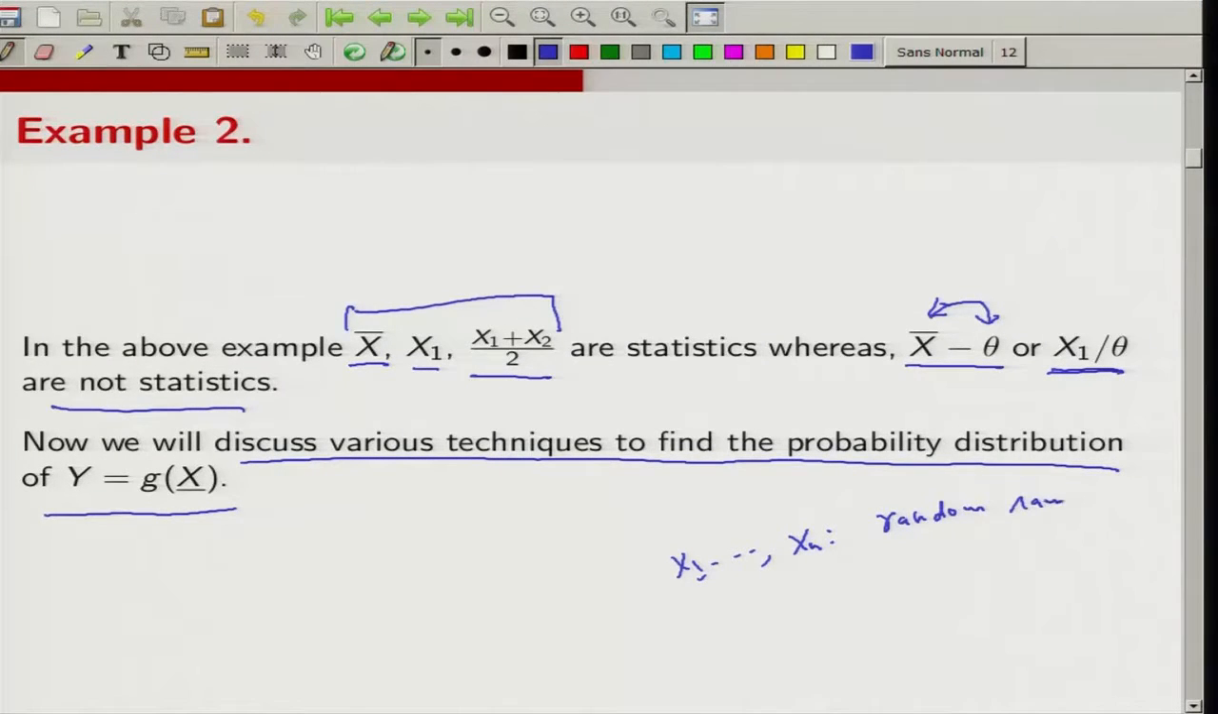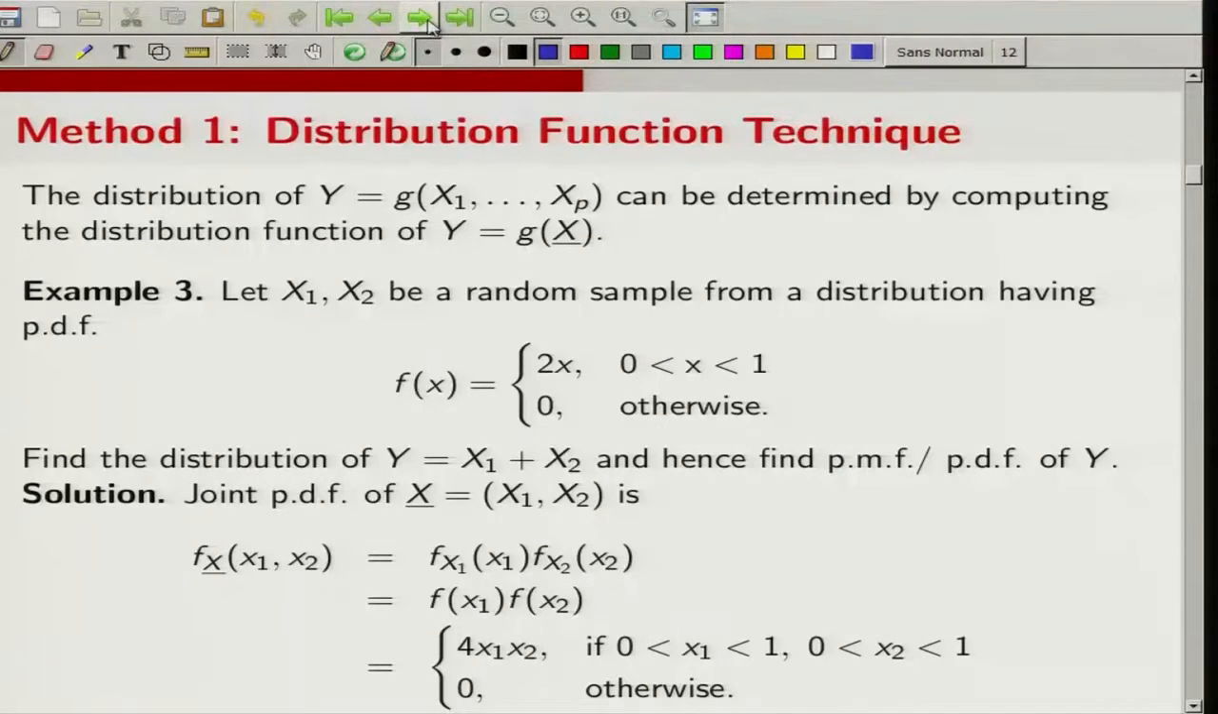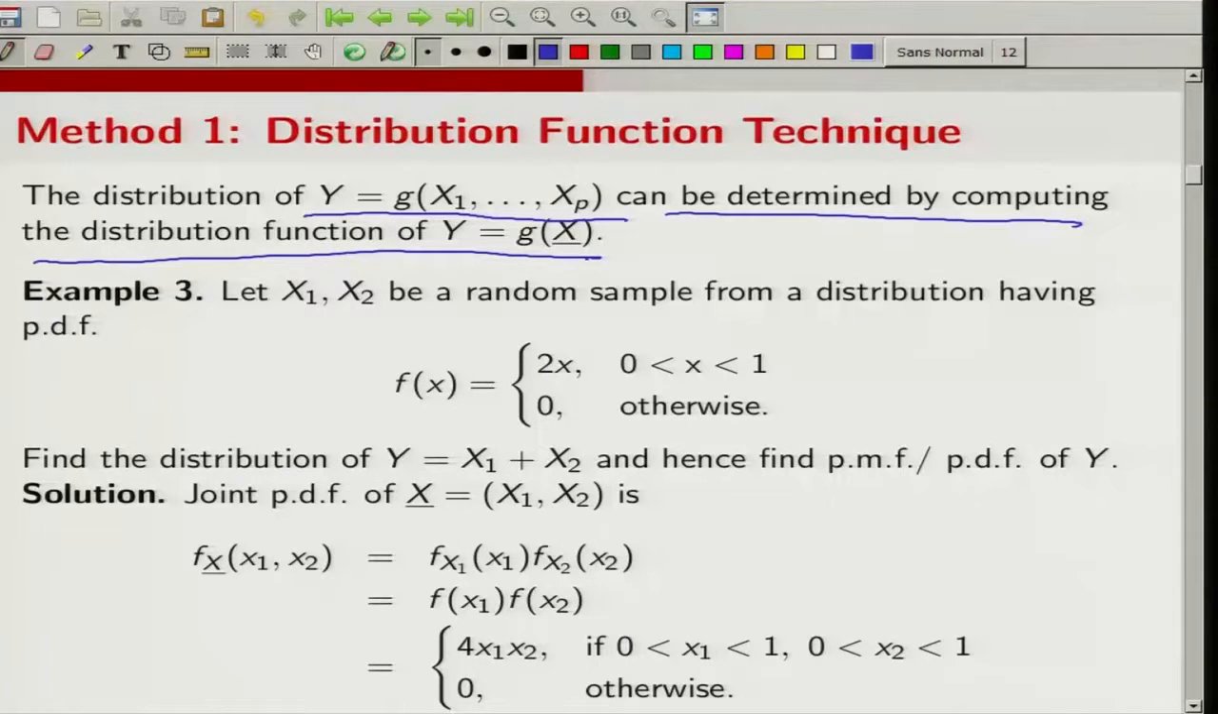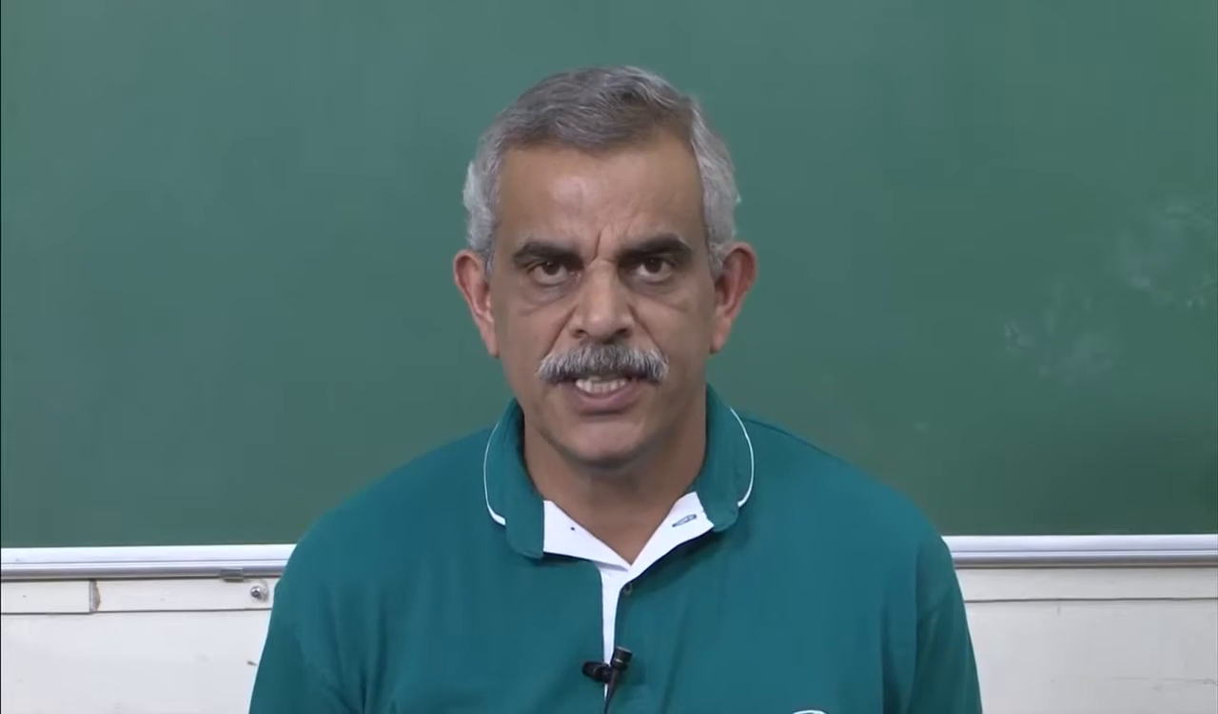Basically what it means is it is a collection of IID random variables. So we will see how to find the distribution of Y = g(X). The first method is you first try to find out the distribution function of Y = g(X). The distribution function of Y can be determined by computing it directly, and then using the distribution function, I can find the probability mass function or probability density function of Y.